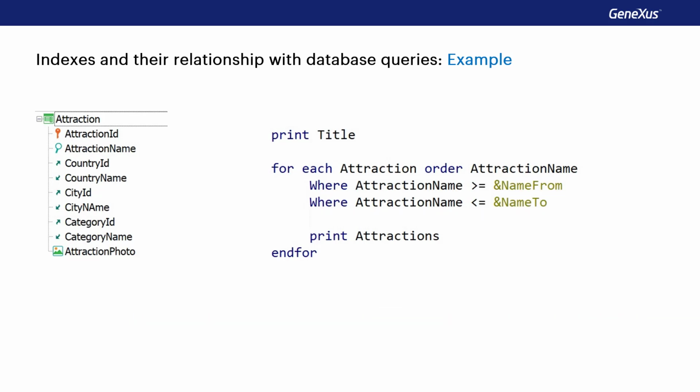If we're going to filter by attraction name, and we have an index created by that attribute, we should always order by attraction name to optimize the query. Note that if we don't enter the order clause, Genexus will order by primary key, and the entire table will have to be run through to know if an attraction is within the specified range or not.